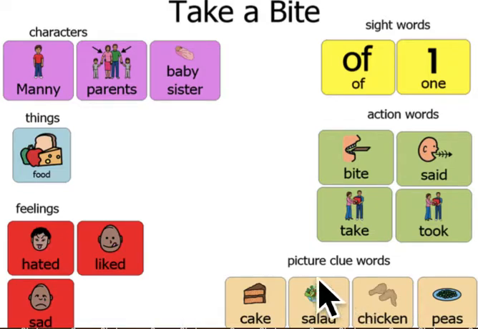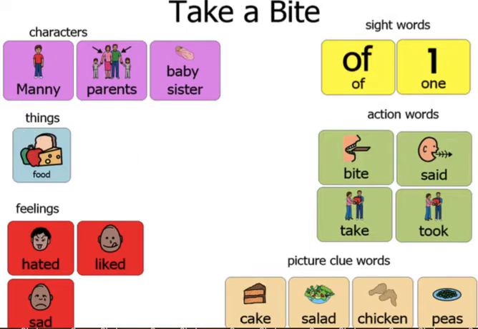Let's go to our picture clue words. Our picture clue words are in these beige boxes. Picture clue words are words that we can read by looking at the pictures in the story. Touch and say cake. Touch and say salad. Touch and say chicken. Touch and say peas. Really nice job thinking about all the words in the story.